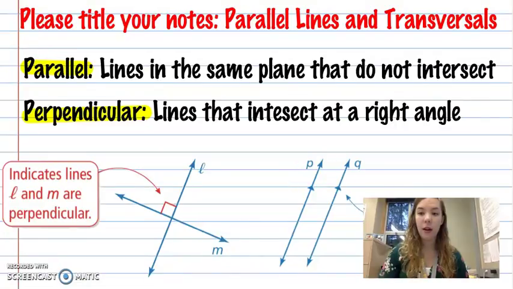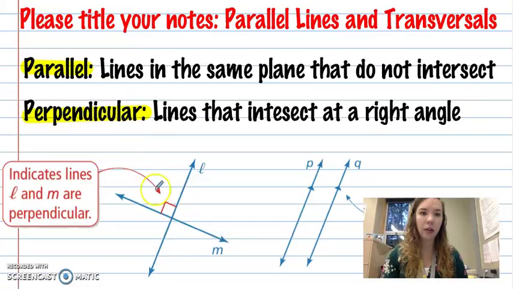There will be quite a bit of writing in this unit because there's a lot of vocabulary, so just be prepared for that. At this point, I would like you to pause and write down the definition for parallel and perpendicular. Parallel lines are lines in the same plane that will never intersect. So no matter how far they stretch on, they'll never cross. Perpendicular are lines that intersect at a right angle.